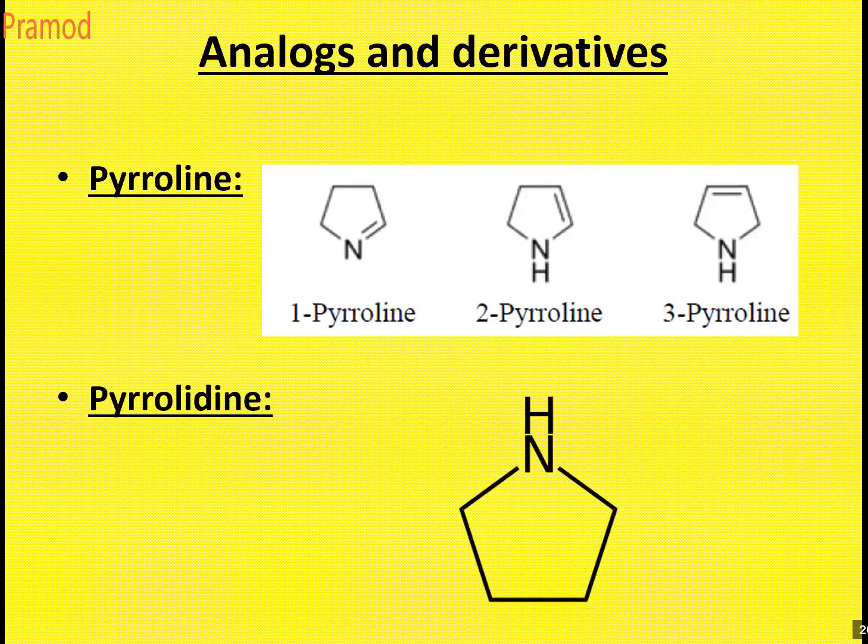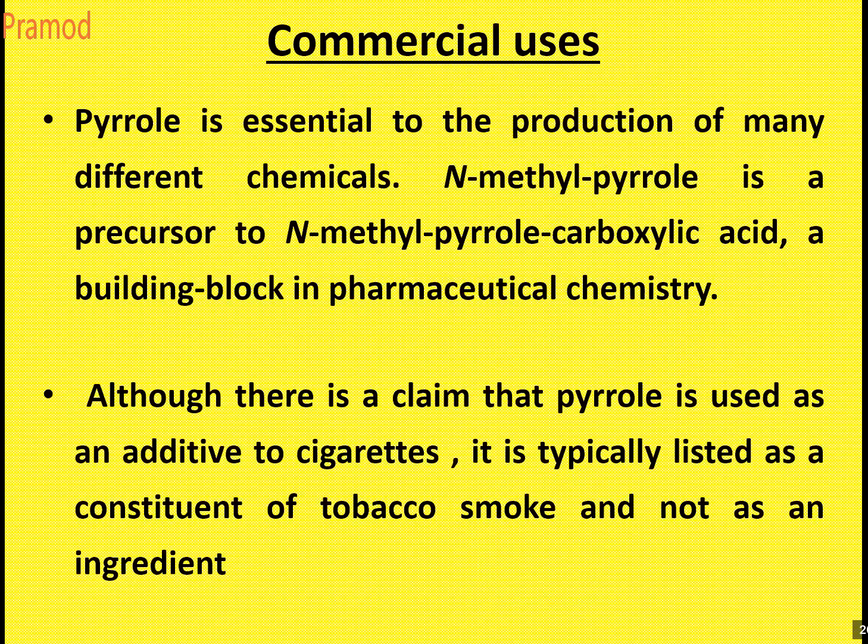Some of the analogs and derivatives are 1-pyrroline, 2-pyrroline and 3-pyrroline, depending upon the position of the double bond. The fully saturated derivative of pyrrole is pyrrolidine. And these are partially unsaturated pyrrolidines.